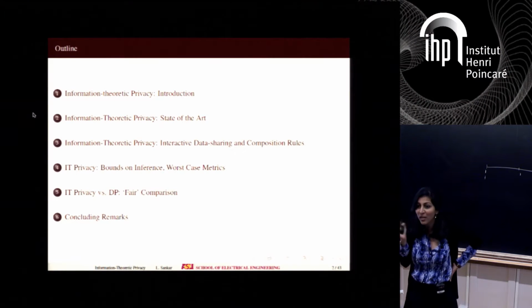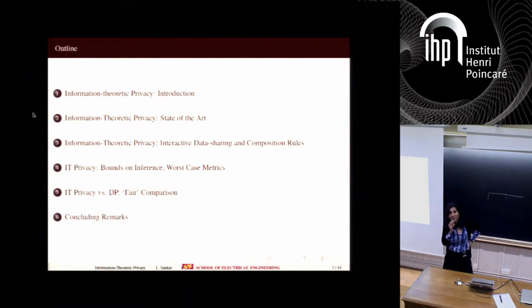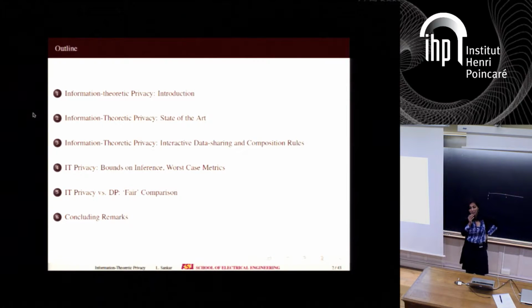And then I'll talk about what's been done so far and composition under information-theoretic privacy and interaction, as well as what that really means for inference, this kind of metric, and wind it up with some kind of comparison of IT privacy and DP. That's not a fair comparison, but we'll try something.